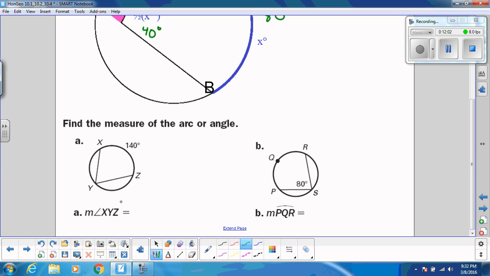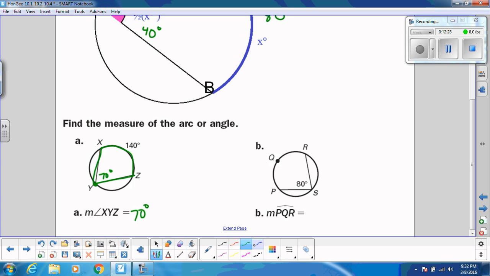In this example, we have this arc right here labeled as 140 degrees, and they want us to know what is the measure of angle XYZ. Well, notice that angle XYZ is an inscribed angle. The vertex is on the circle, so it would have to be half of this arc. So half of 140 would be 70 degrees.